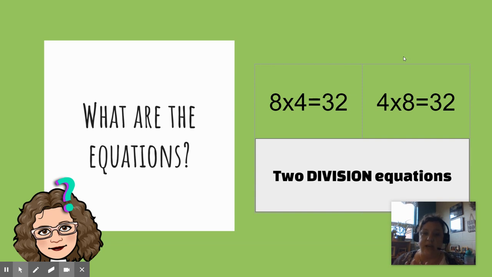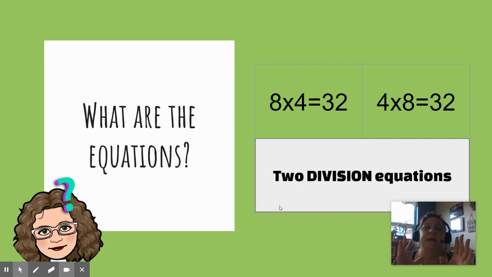There are 4 facts total when we're talking about our fact families. So this is a number sentence, a complete sentence. It's got the equal sign and answer. So this is an equation. Now we need 2 division equations.